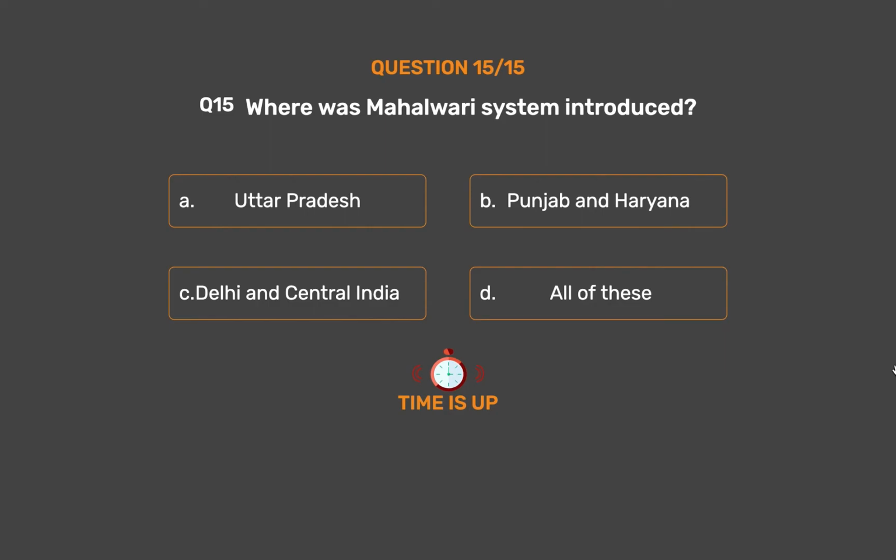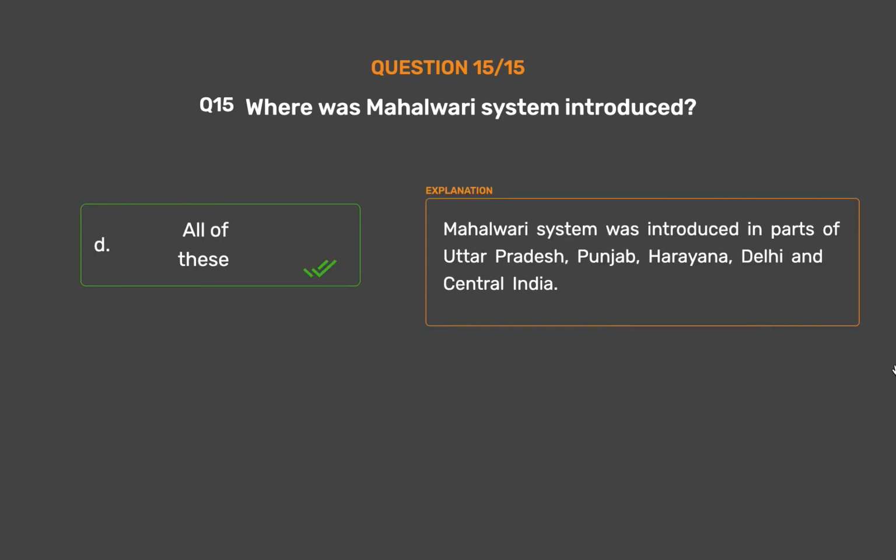The correct answer is option D, all of these. Mahalwadi system was introduced in parts of Uttar Pradesh, Punjab, Haryana, Delhi, and Central India.